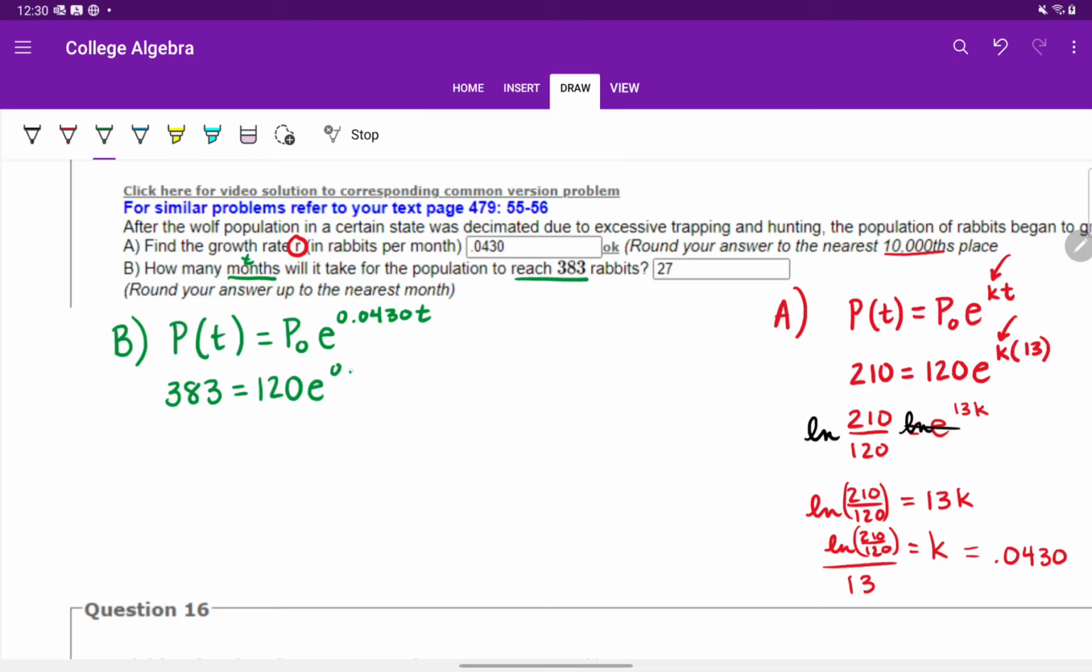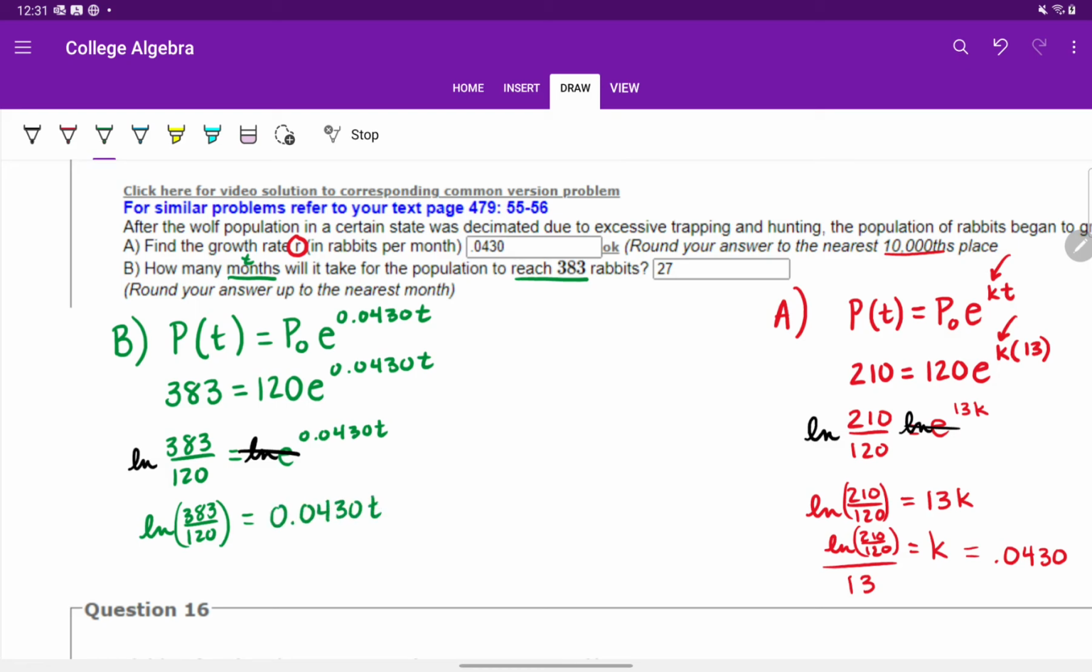And then e to the 0.0430t. Now we need to solve for t. So we're going to do all the same steps. We're going to divide both sides by 120. Then we're going to take the natural log of both sides, which will cancel with the e. And then finally we have to, well, let's write this out. 0.0430t on the right. Now we have to divide both sides by 0.043.